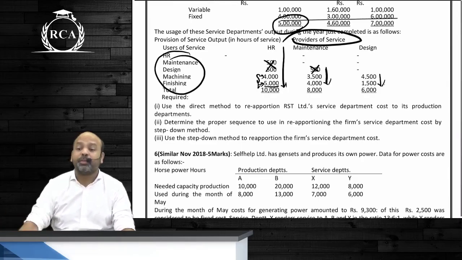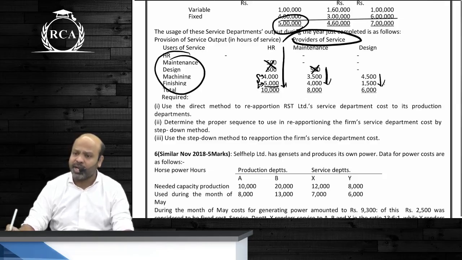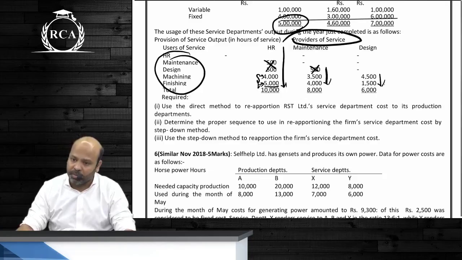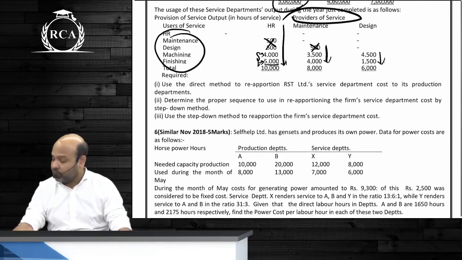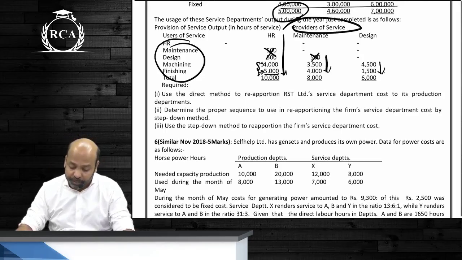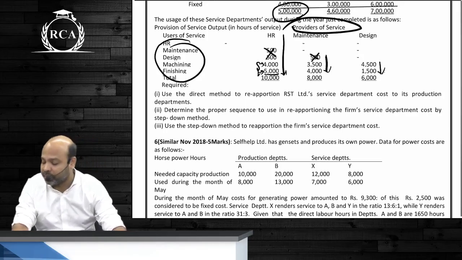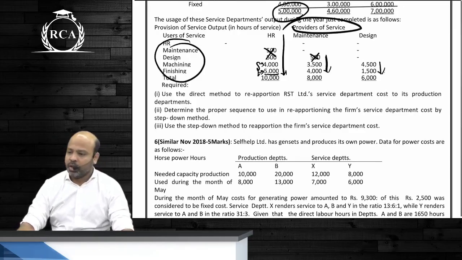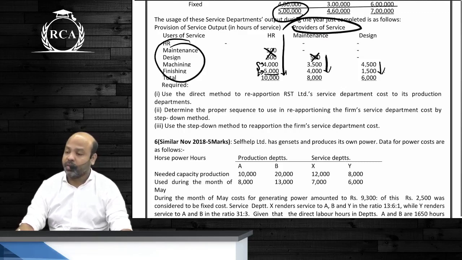We know that the most appropriate method here is step method and not direct method. But if the question says do direct method, simply apportion the amount to production departments. The second question says, beta, determine proper sequence to use in reapportioning the service department cost by step down method. Which service department, guys, are you going to reapportion first? Why HR?